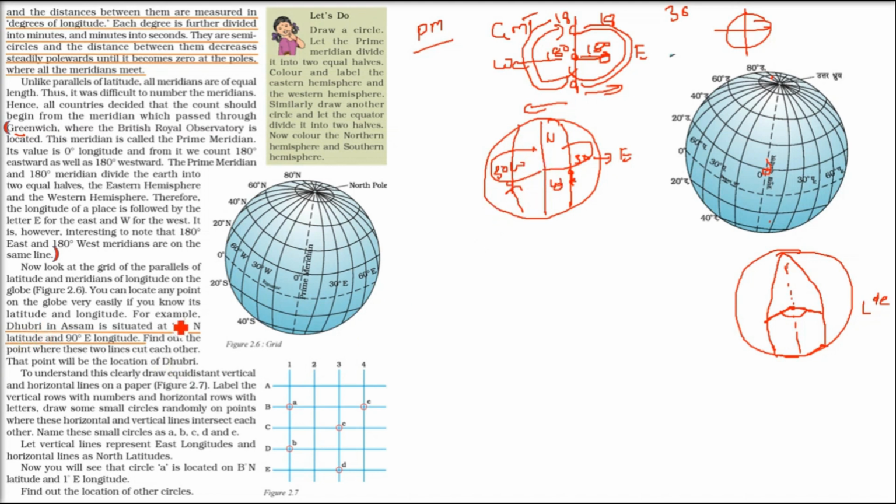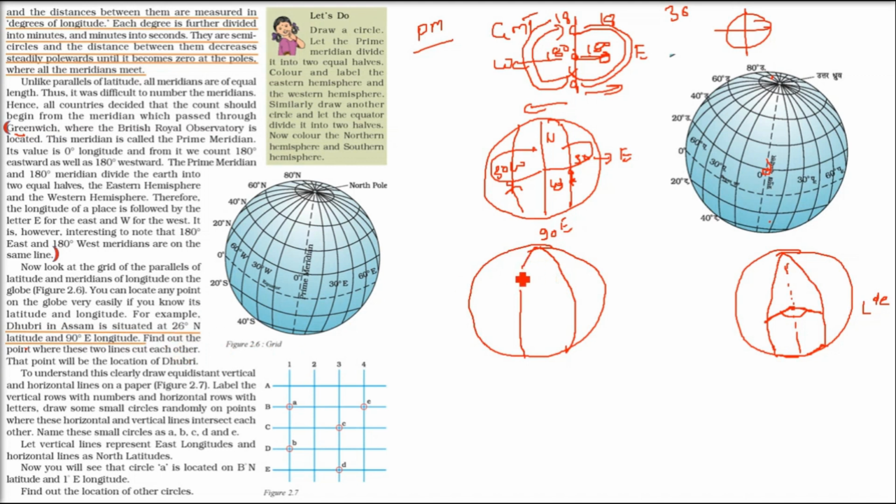Now I will try to locate whatever we have learned. Now we will try to locate a place. Dhubri in Assam: if somebody tells you it is 26 degree north latitude and 90 degree east longitude, how easy it is now to locate Dhubri. So this is our prime meridian. The longitude is saying 90 degree east. So I go 90 degree to the right hand side in the figure, and this is 90 degree east. West I would have gone to the left hand side. So this is the longitude.